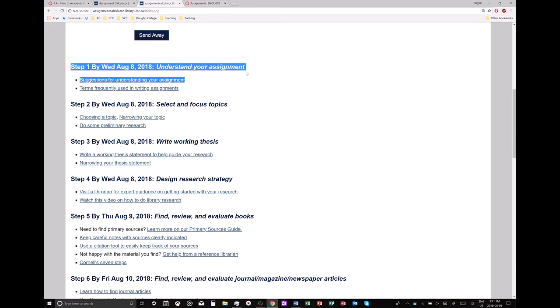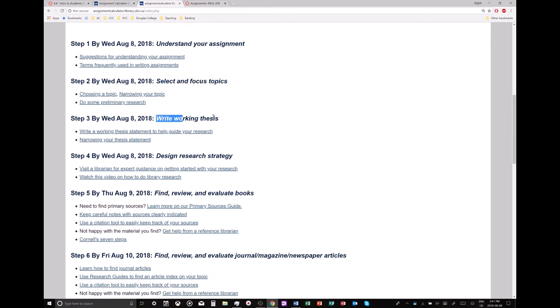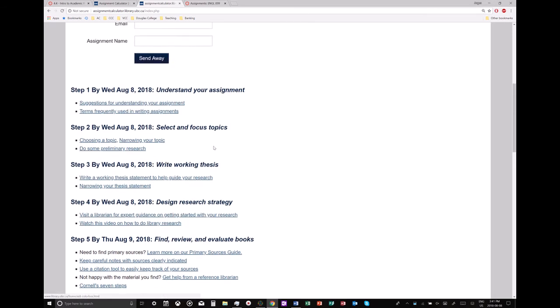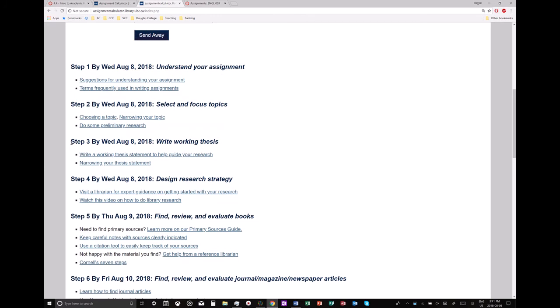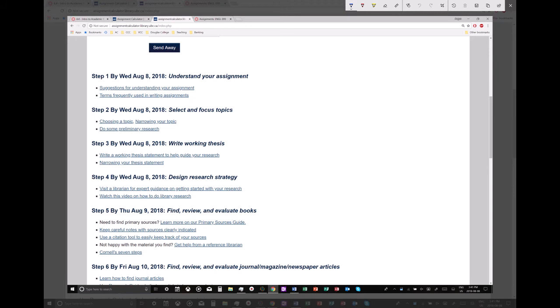So step 1, if you started your assignment today, you want to understand your assignment. Here are some suggestions for that. Here are terms that you would use for writing assignments. Step 2, focus on topics. Do your working thesis. Now, mind you, this is all for writing papers. You can adjust these steps to, for example, writing your research proposal. We choose your research topic.